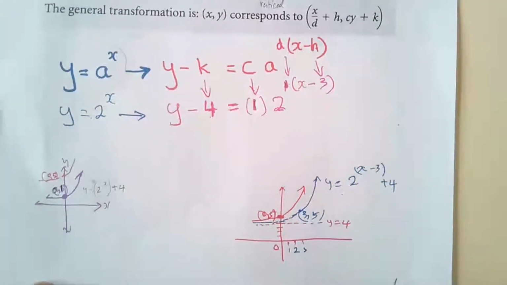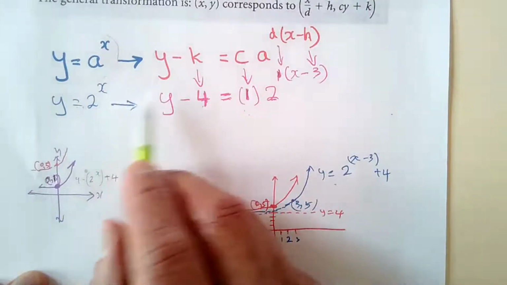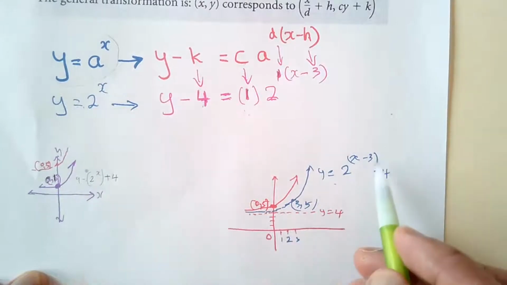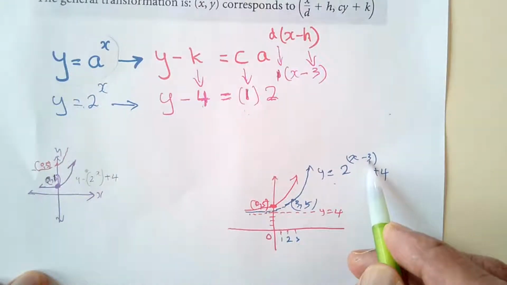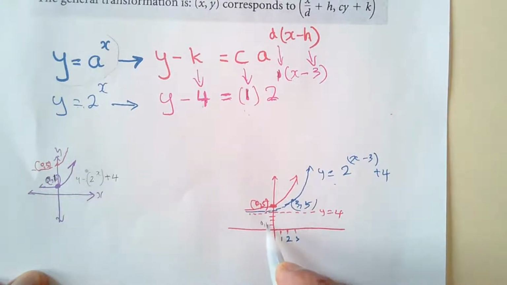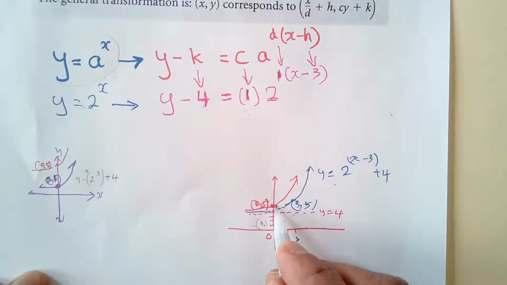On the other hand, if I were to have a horizontal shift of 3, now I already shifted up here 4 units. This would be my 0, 1. This is my original graph. And I shifted 4 units up.